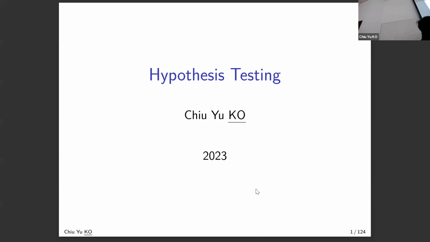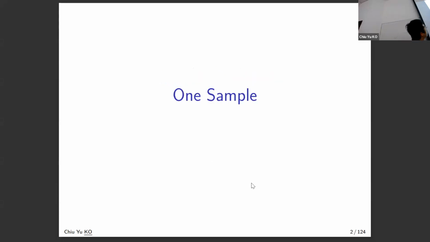So hypothesis testing. One sample. I will go slowly on the one sample, and two samples will be very similar, so I will be very fast. Because it's very similar things, just applying different formulas under different contexts. But I will be very slow in the one sample because they form the foundation of what we are doing.